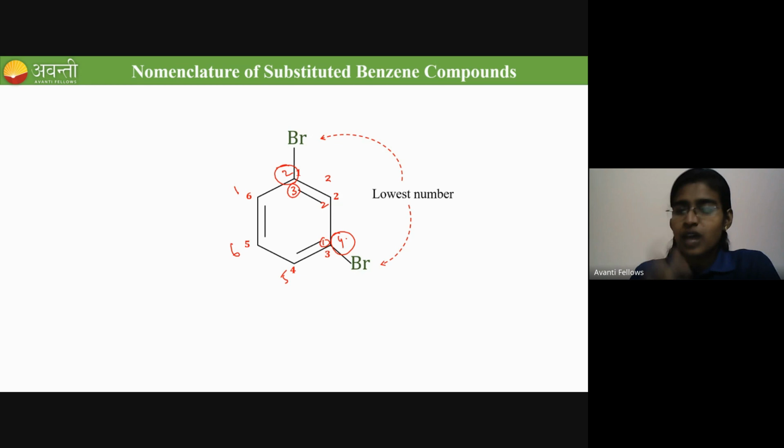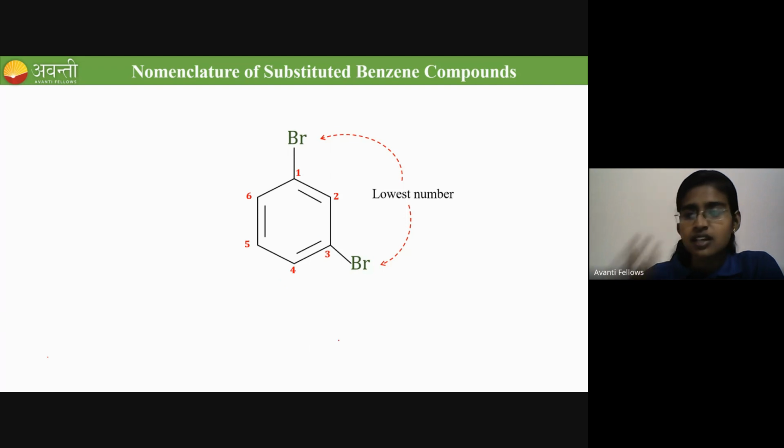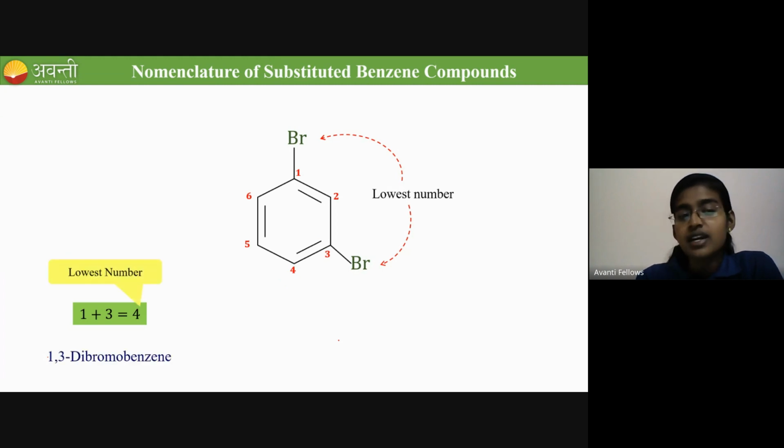No, you have to cut one part from your name. If you cut that part, the name is correct. Okay. So we are going from the system which carries the substituent, starting from the bromine containing carbon. So 1 plus 3 is 4, which is the lowest number, and it is called 1,3-dibromobenzene. Very good, Rashmi.